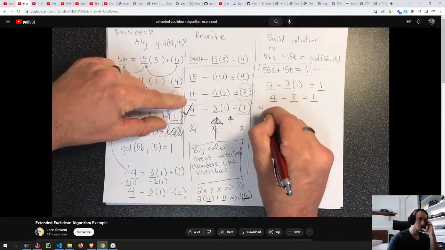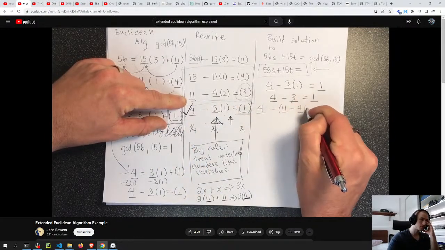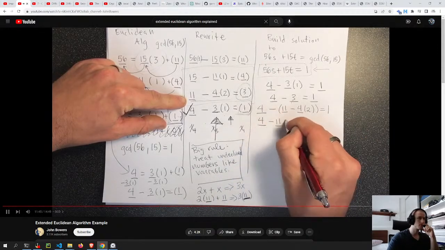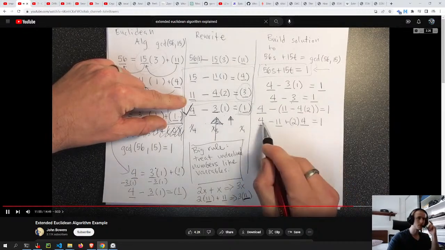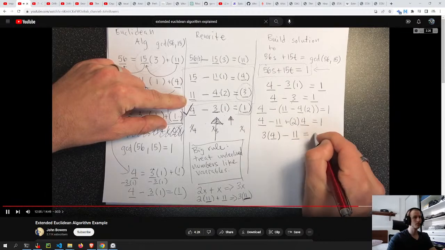So this becomes, the 4 comes down, minus, and instead of 3, I'm going to substitute what I have on the left side of that equation. So it goes 11 minus 4 times 2 is equal to 1. And now let's put the minus sign through, so this becomes 4 minus 11 plus, and we can do 2 times 4 is equal to 1. And so notice, and I'll simplify before the next step. We have 1 4 here, 2 4's here, so this becomes 3 4's minus 11 is equal to 1. Okay, so far so good.